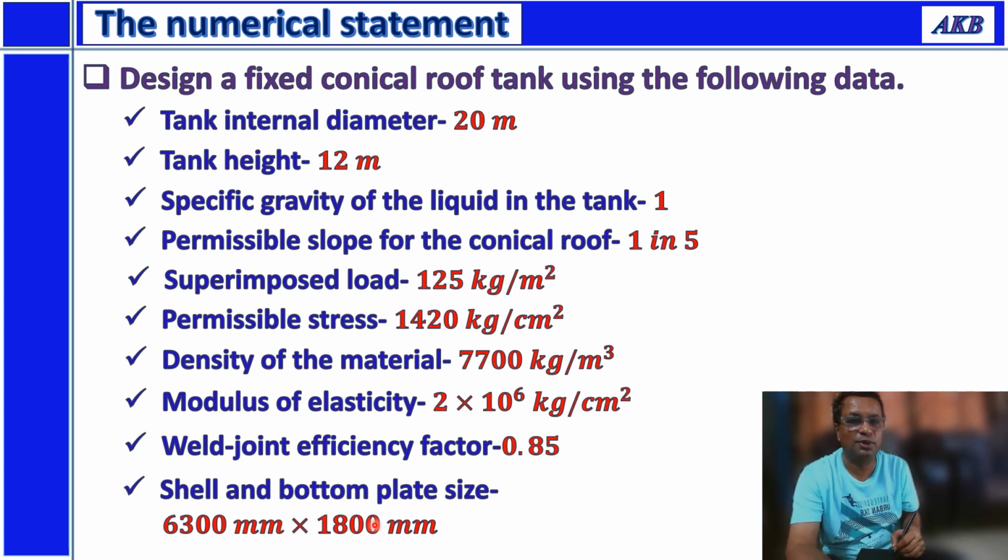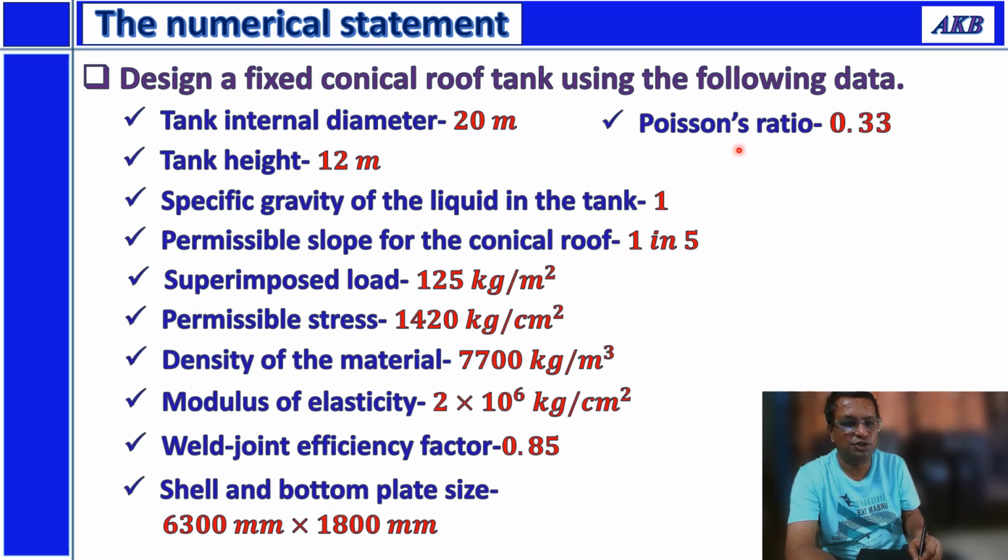Shell and bottom plate size is given to us, it is 6300 mm by 1800 mm. So the shell will be constructed using rectangular plates, and for each plate the size is 6300 mm by 1800 mm. The same plates will be used for construction of the bottom as well. Then Poisson ratio is given, it is 0.33. So with this data we are supposed to design a storage vessel with a fixed conical roof. Let us do that.